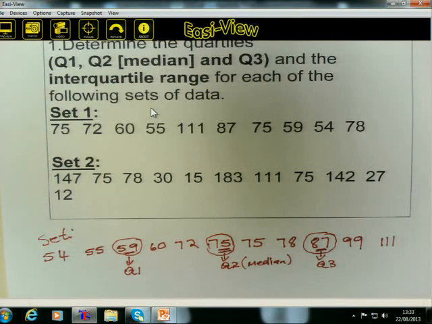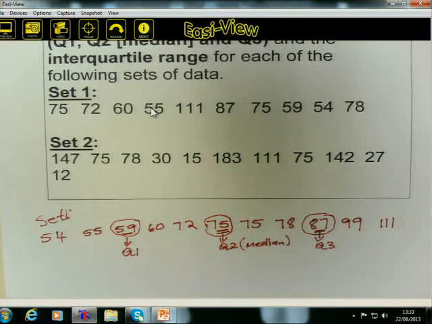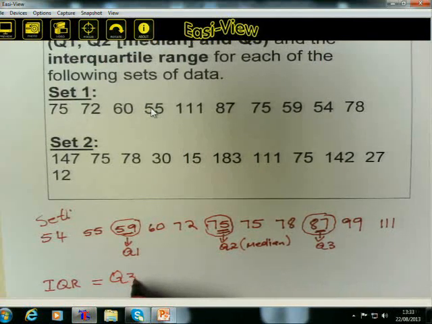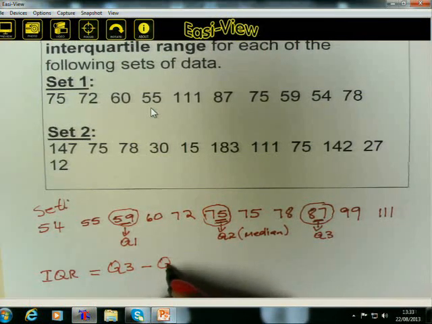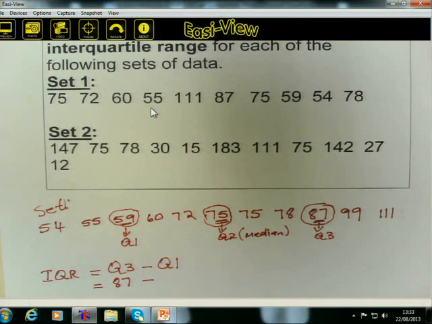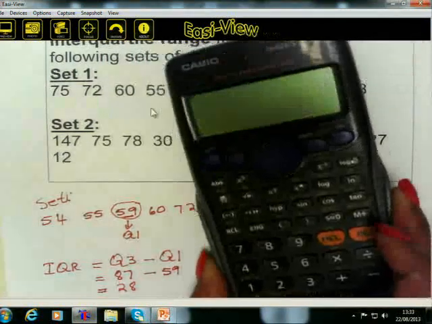Remember, apart from determining Q1, Q2, and Q3, we also had to calculate the interquartile range, still for set 1. Remember, I said the interquartile range, which is IQR, is equal to Q3 minus Q1. Now that we have determined Q3, we simply substitute Q3 by 87, and then minus, we substitute our Q1 by 59. And then 87 minus 59 will give us an answer of 28.